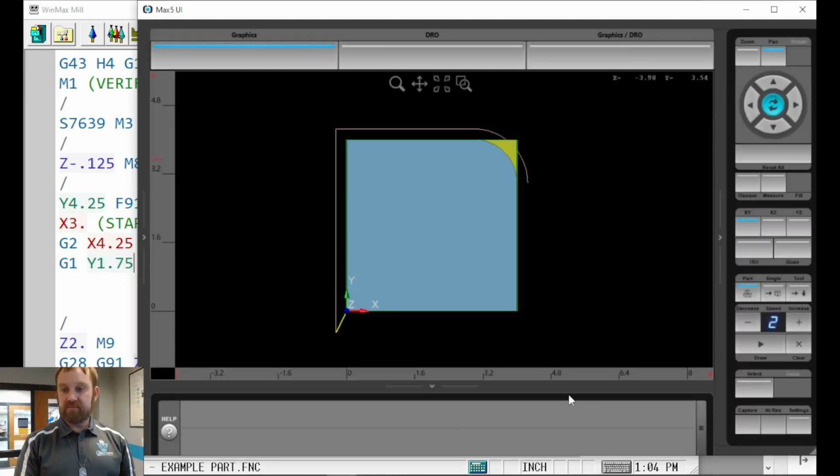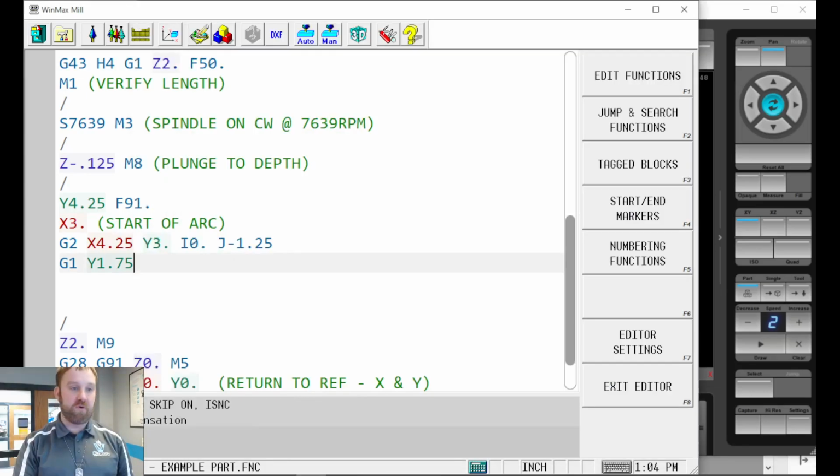If I draw that, it looks pretty good. We just made our way to right there. But let's say I forget the G1. I don't put that in there.